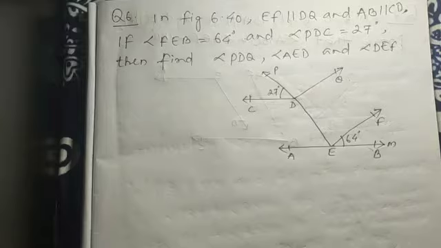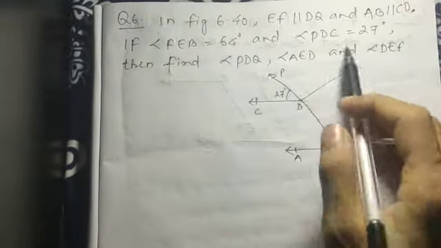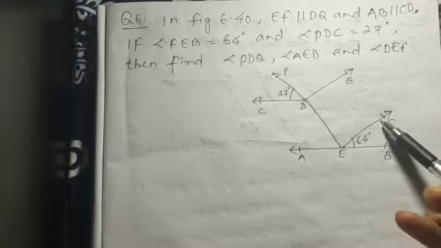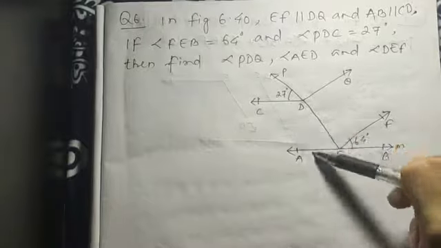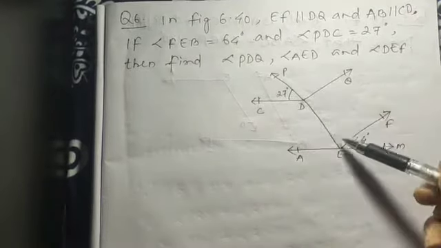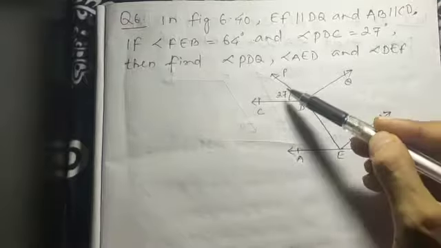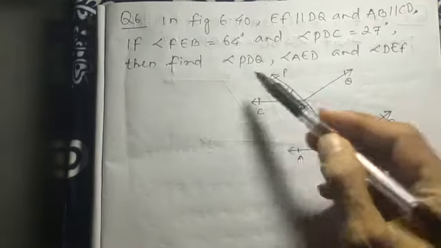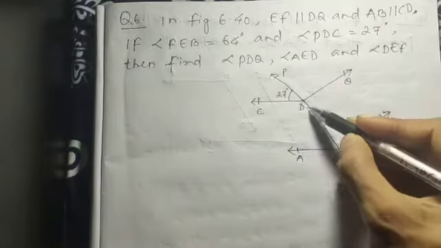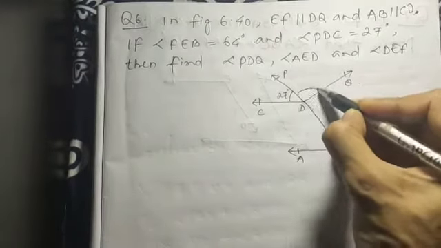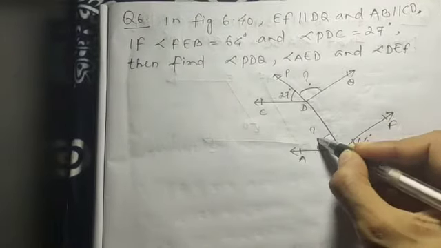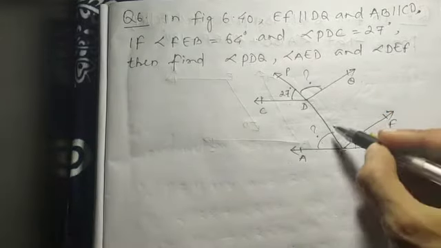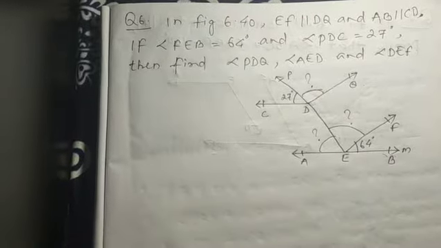So here, students, in this question it is said in figure 6.40, EF is parallel to DQ and AB is parallel to CD. These two lines are parallel and these two lines are parallel. FEB, this angle value is given, and PDC, this angle value is given 27 degree. We are asked to find out PDQ, this angle value. Then AED, this angle value. Then DEF, this angle value. These three. Now let's do stepwise.